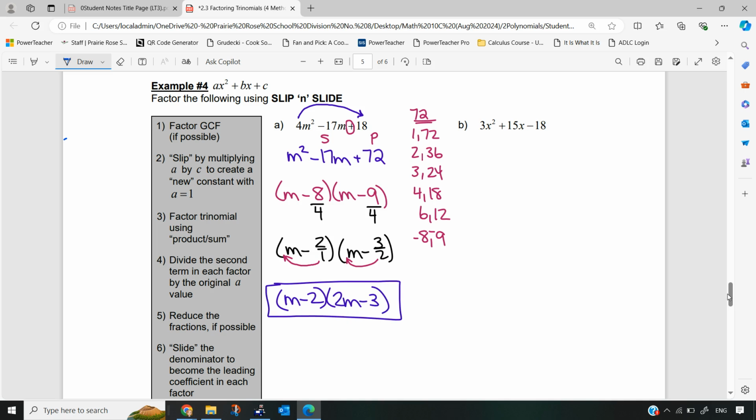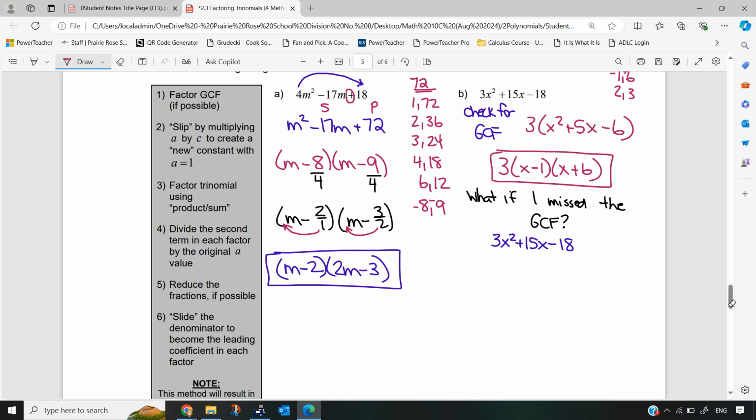For the next example, we're going to start by checking for a GCF. In this case our GCF is 3, so we're going to have 3 times x squared plus 5x minus 6. And this is already a product sum scenario, so we're looking for two numbers that have a product of negative 6 and a sum of 5. So that's going to be 1 and 6 and 2 and 3. Notice I have a negative product, so I want opposite signs, and a positive sum, so I want a positive 6 and a negative 1. So I can write that as 3 times x minus 1 times x plus 6.